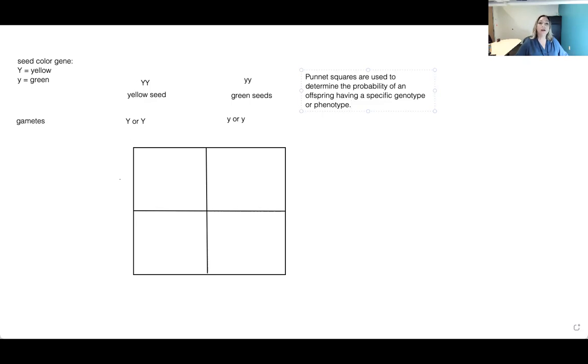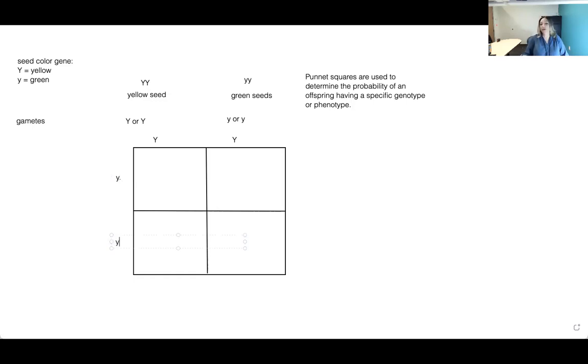So I'm going to put my yellow seed plant across the top, but it doesn't matter if you do the yellow seed plant across the top or the green seed. I just always put whatever individual I put first in the parental cross across the top of the Punnett square. But like I said, it doesn't really matter. Okay, down the side, we will put the gametes for the green seed plant.